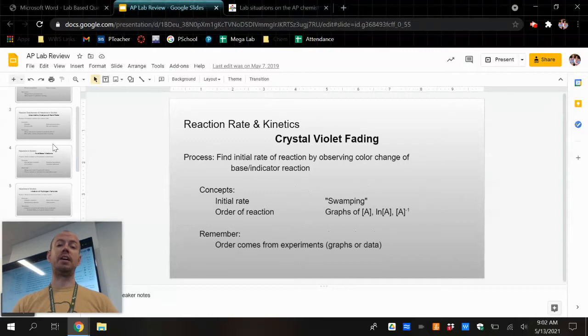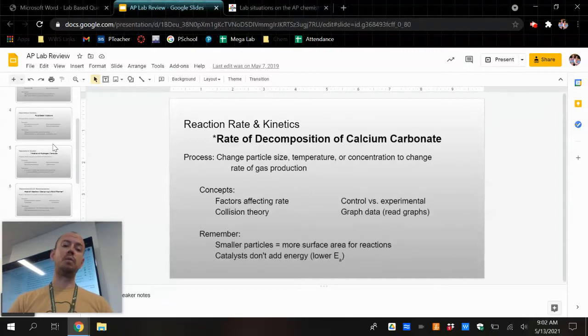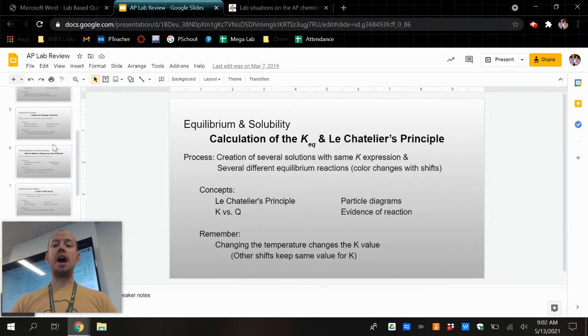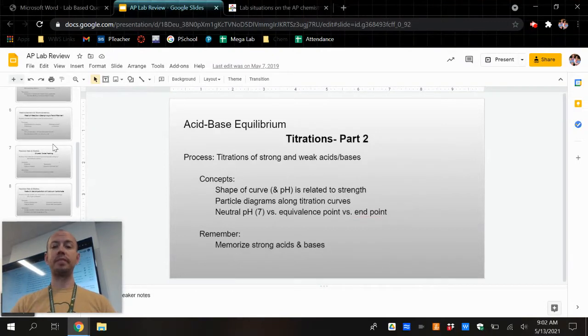The purple fading away with kinetics. This one we didn't do this year, but you probably have done some version of that in first year chem, where we're changing surface area, concentration, and other factors to look at rates. We did a lab with Le Chatelier's principle, where we were seeing different shifts in equilibrium.